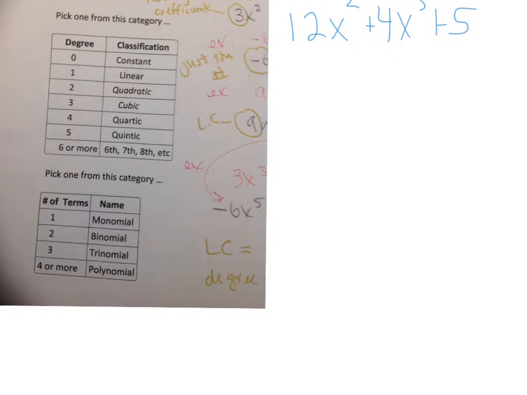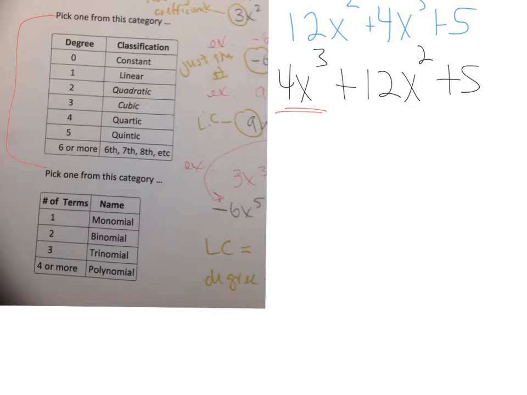This example on this page is 12x squared plus 4x cubed plus 5. We have to put it in standard form, which means the term with the highest exponent value has to go first, and then we go down from there. So we are going to rewrite this as 4x cubed plus 12x squared plus 5. This makes it easier for us to identify the degree. 4x cubed has the highest exponent. It's a 3. Again, we have a cubic.